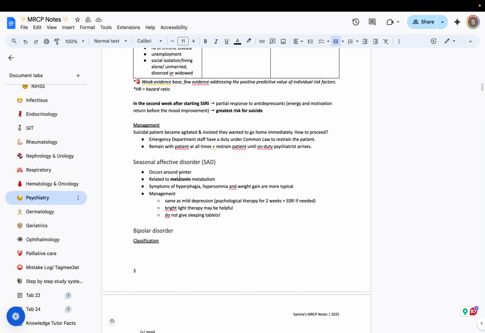Okay, seasonal affective disorder occurs around winter, related to melatonin. There would be symptoms of hyperphagia, hypersomnia, and weight gain. The treatment would be psychological therapy, bright light therapy. Do not give sleeping tablets.